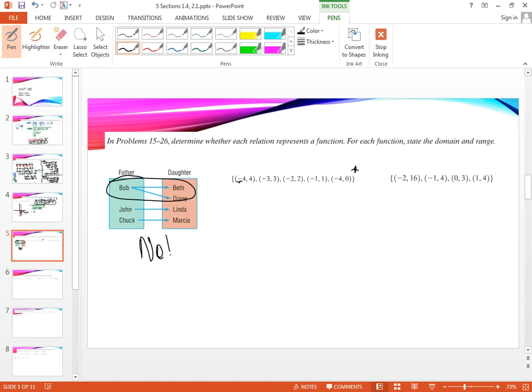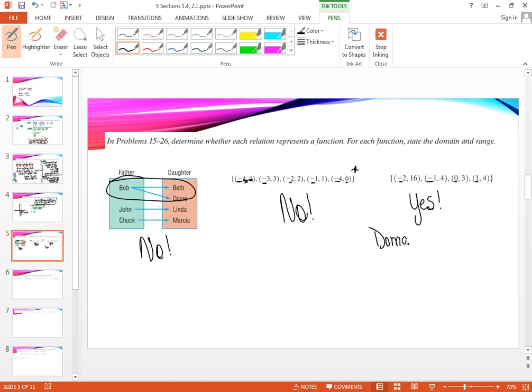Do the same thing when they give it to you like this as a list of ordered pairs. You're looking to make sure that if any of these x's happen to repeat, like for instance the -4, that they don't have different y values. And here they do. This is another no. Okay, because the -4 is matched with 4 and the -4 is matched with 0. Can't have that. So for this last one, -2, -1, 0, 1. Cool. Each of our x values is paired with exactly one y value. This is a function.